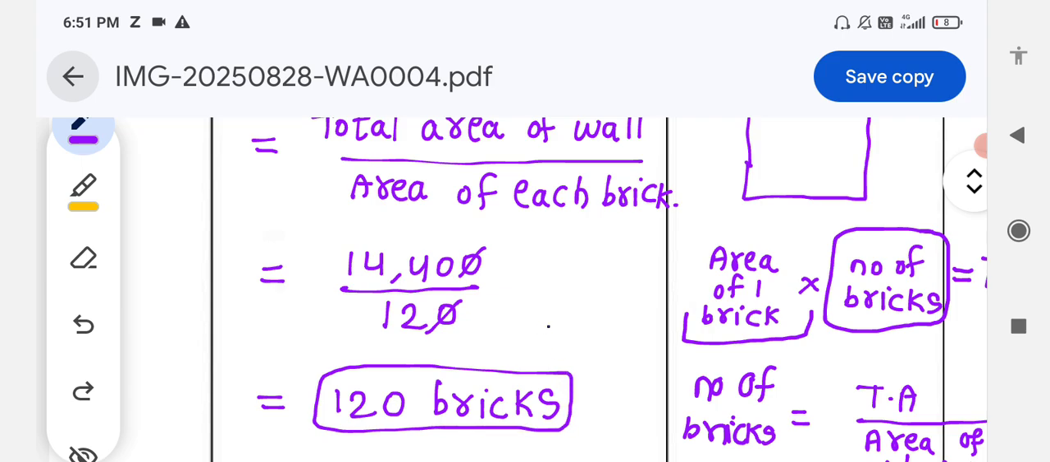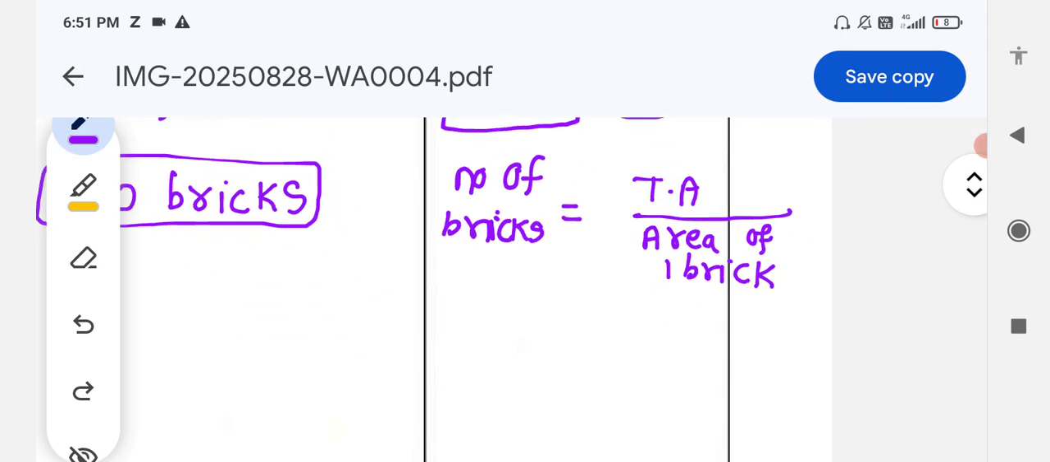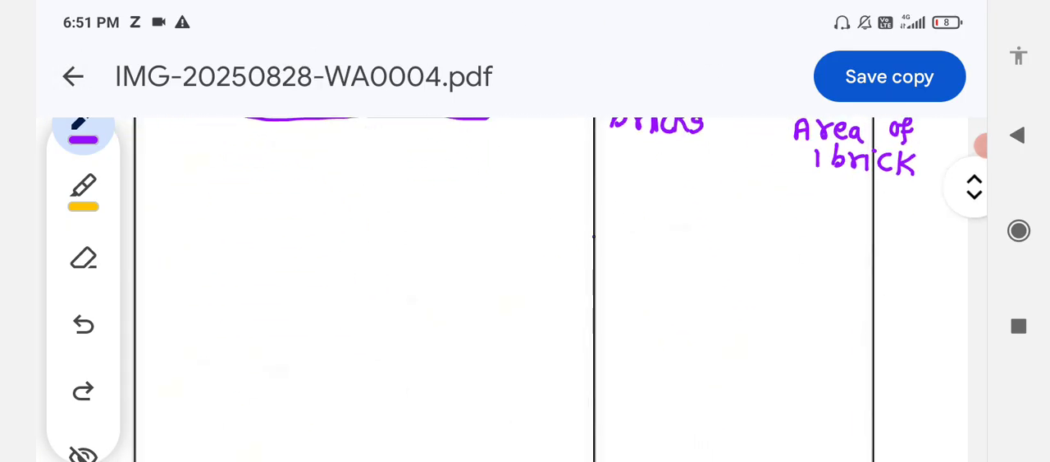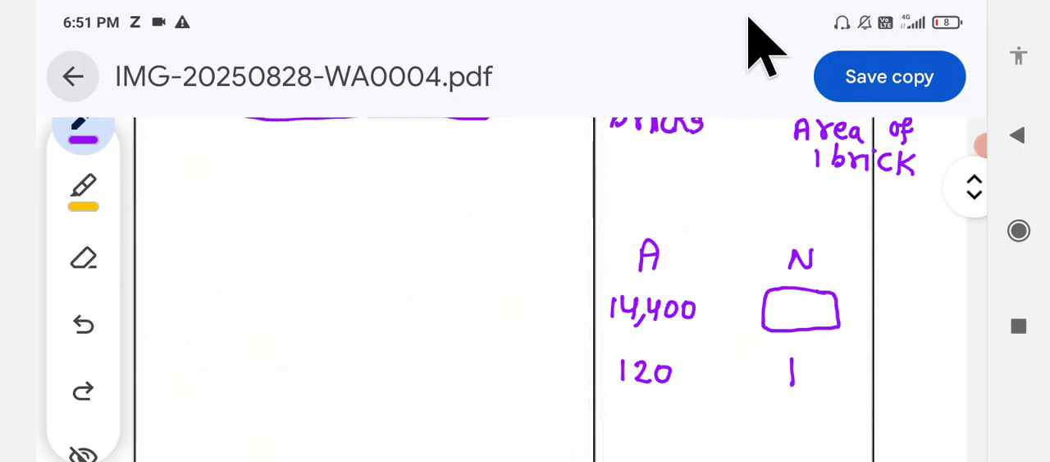Let me tell you one more way of doing this. Let's take the area here, and the number of bricks here. For the total area, 14,400, how many bricks are needed? So the total number of bricks is what we need to find. And if you take the area of one brick, it is 120 square centimeters. So how many bricks are there here? One brick. So what you can do here is apply the concept of cross multiplication.